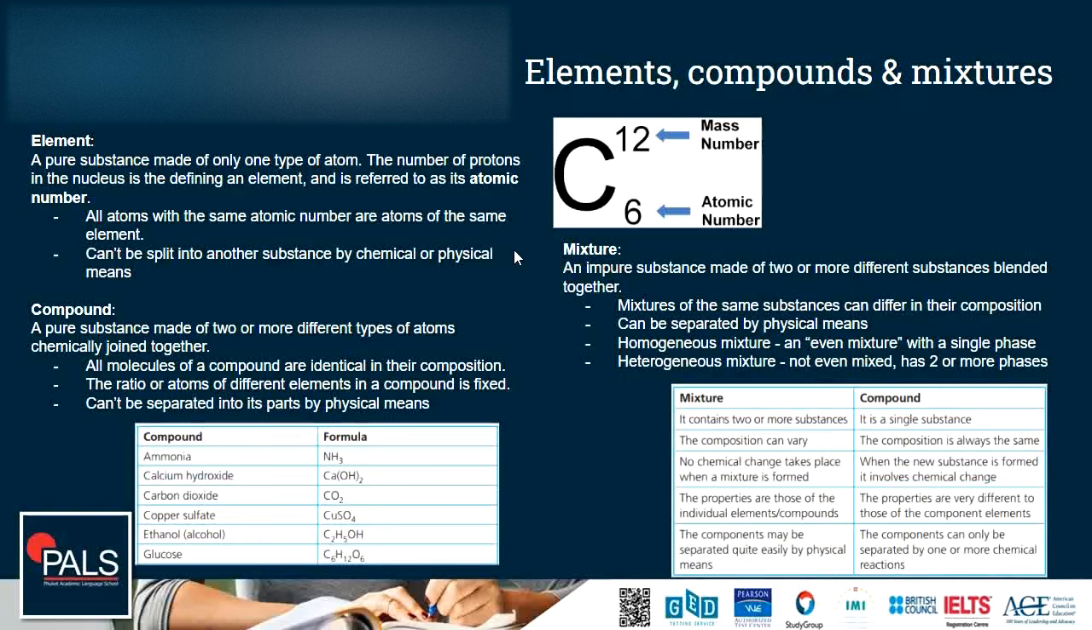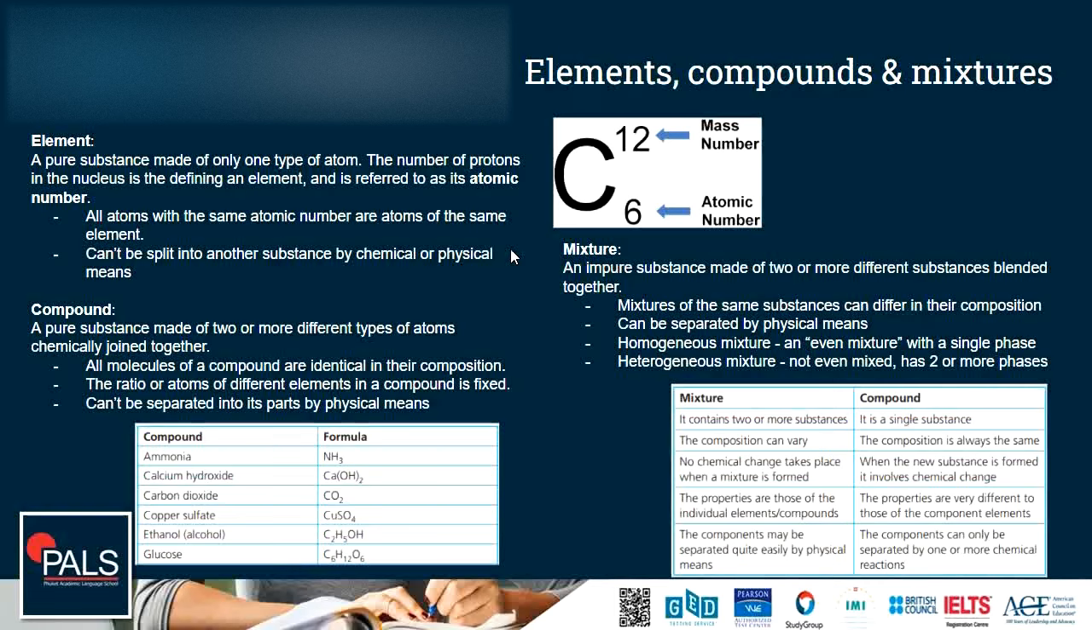A mixture, on the other hand, is an impure substance. This time, that means that the mixture itself is made up of 2 or more different substances blended together. Mixtures of the same 2 substances can differ in their composition, in their ratio. For example, salt water: we can have very dilute salt water, or we can have very concentrated salt water. And mixtures can be separated by physical means like filtration or distillation or evaporation.